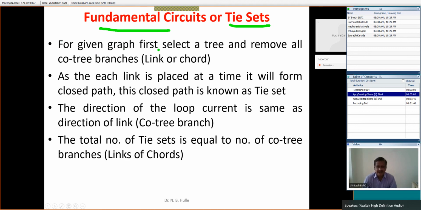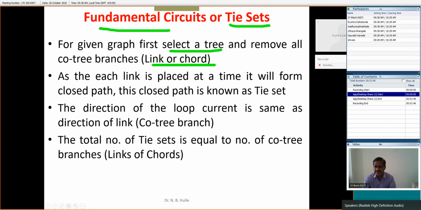For a given graph, first select a tree and remove all co-tree branches. That is nothing but link or cord. What is expected to begin with this particular method? If the circuit is given to us, first convert that circuit into the standard format, and after that draw its oriented graph. And for the oriented graph, first select a tree.